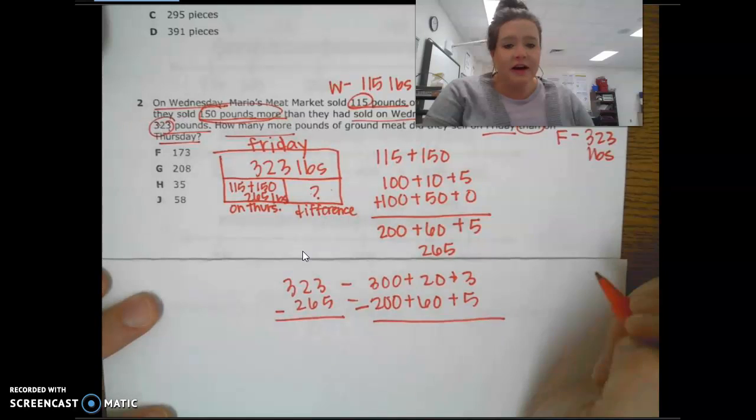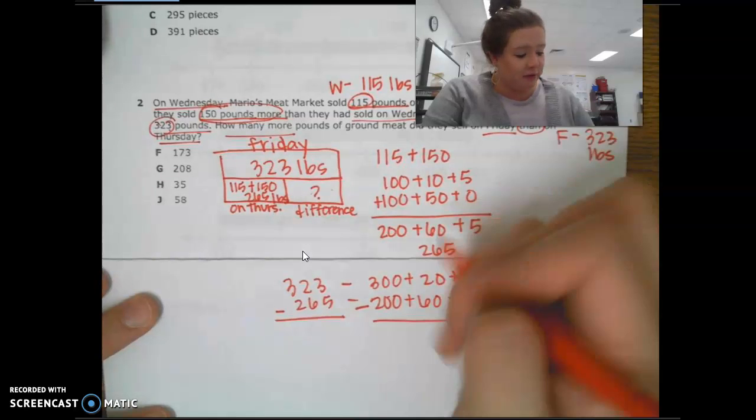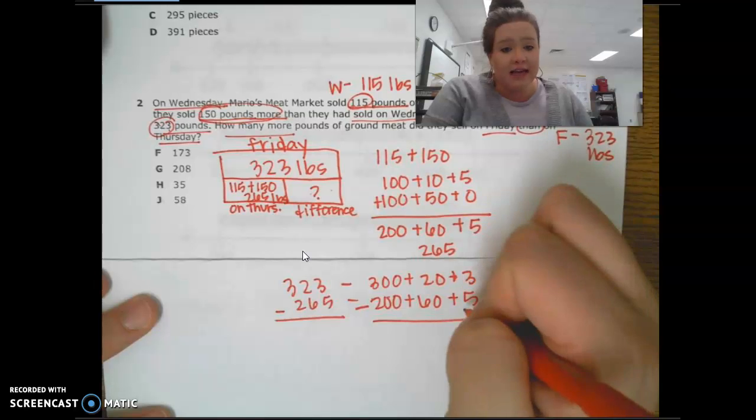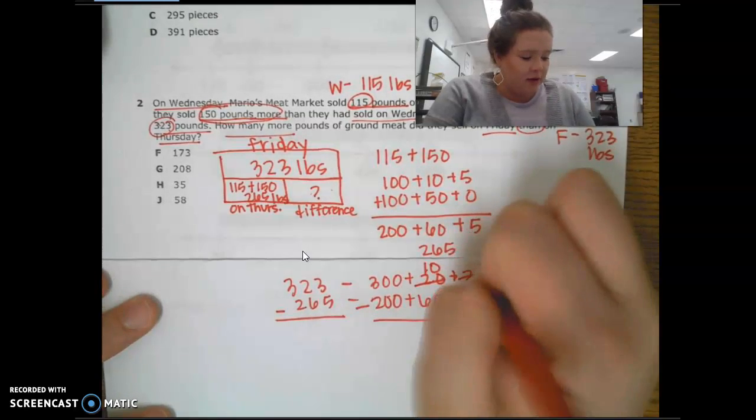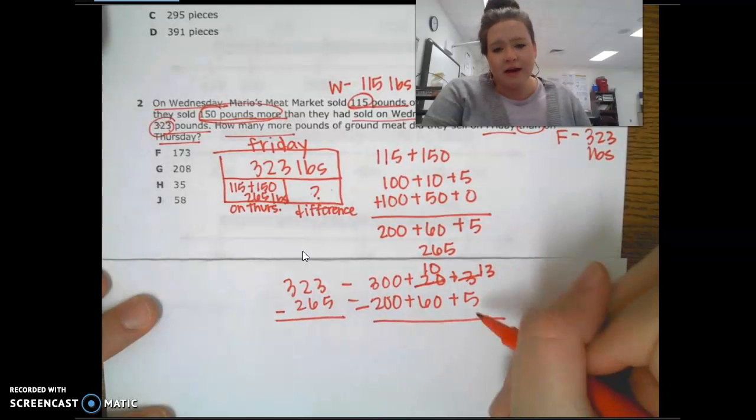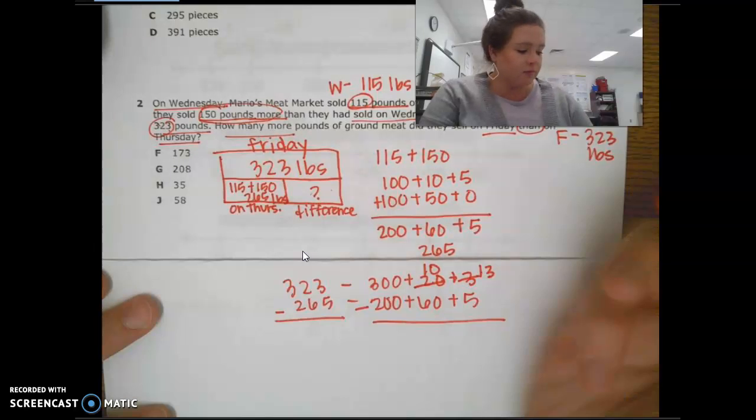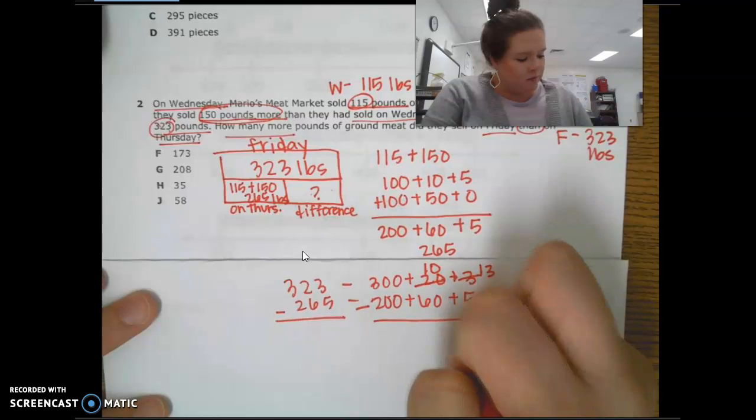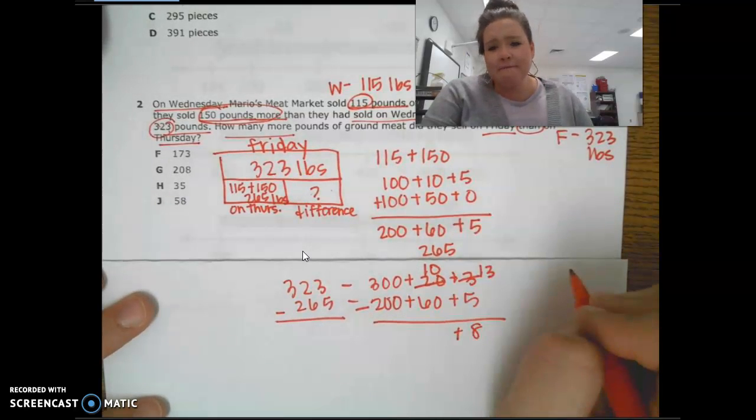3 minus 5. Good. We cannot do 3 minus 5. I need to regroup. I don't have enough ones to take 5 ones away. So this becomes a 10. This becomes a 13. Now 13 minus 5 is 8.